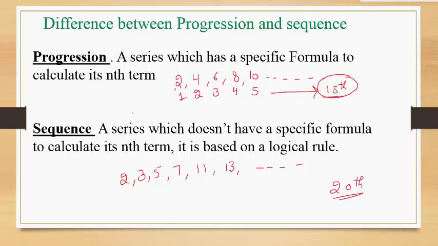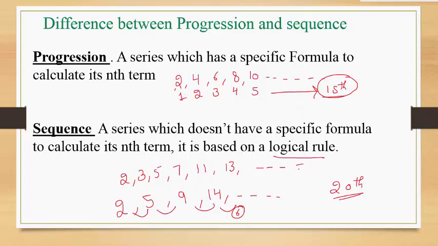The sequence may be like 2. I add 3 to this, plus 2, that is 5. Then I add 4 to this 5, that is 9. Then I add 5, then this becomes 14. This is also a sequence because this follows a logical rule. First we add 3, then we add 4, then we add 5, then we add 6. This is a sequence because this follows a logical rule.